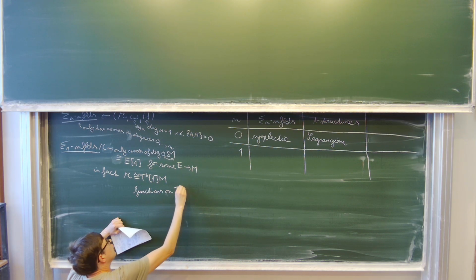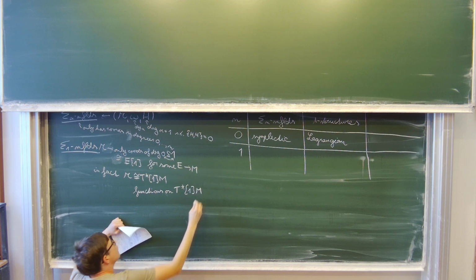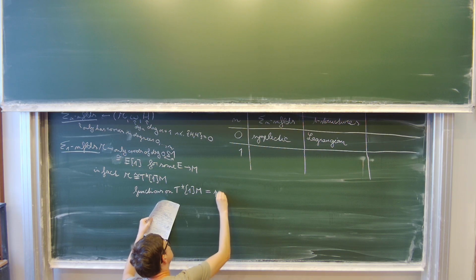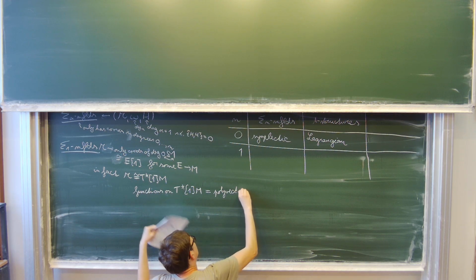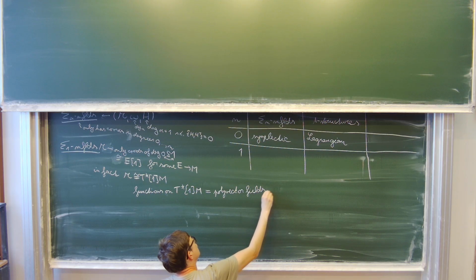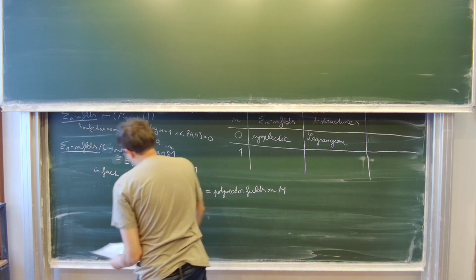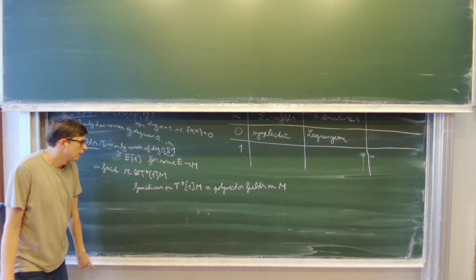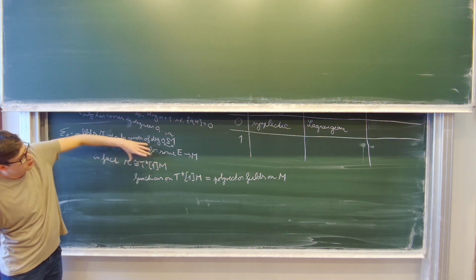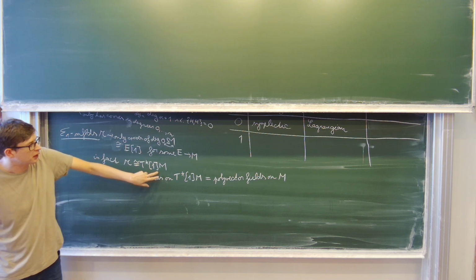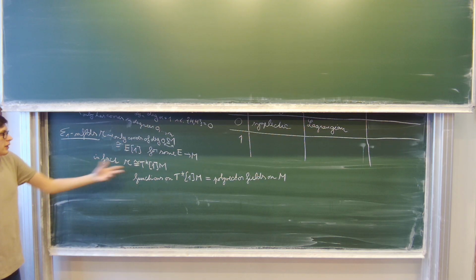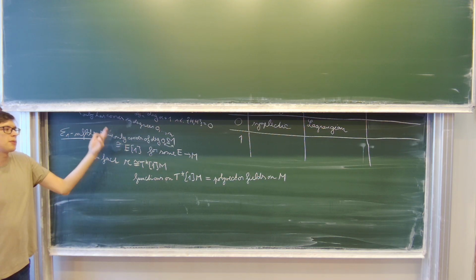Functions on T star 1. If you remember how these things are defined, you take sections of the exterior power of the duals. So these things are polyvector fields, or multivector fields, on M. For a general M, let's just work directly on T star 1 of M. Now, this is a symplectic manifold, so it has a symplectic form and a Poisson bracket.